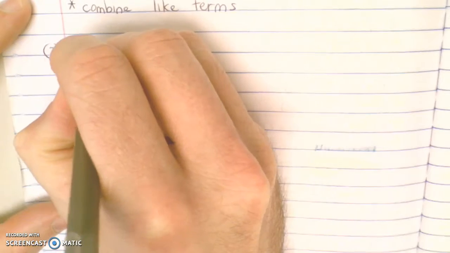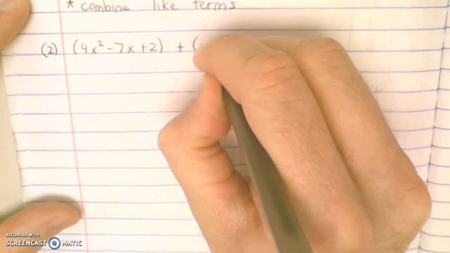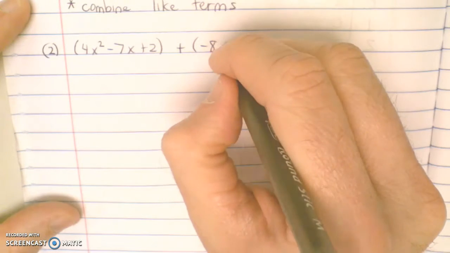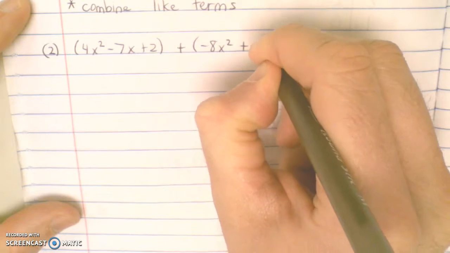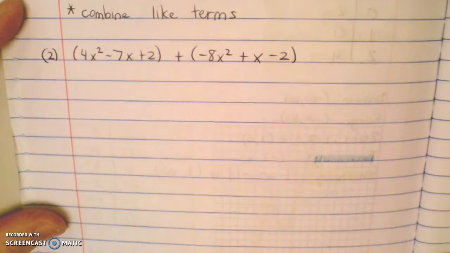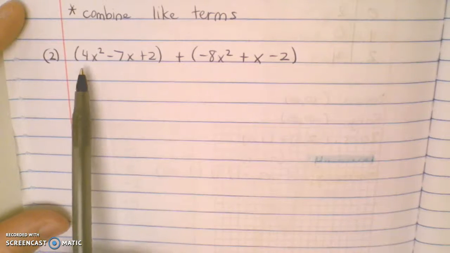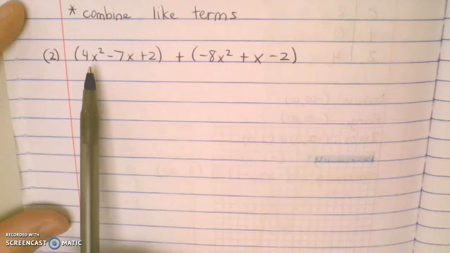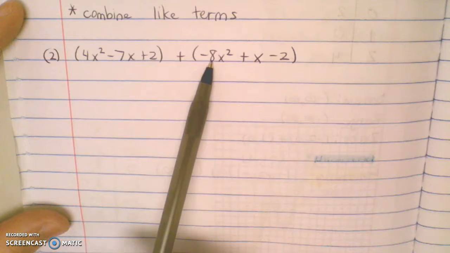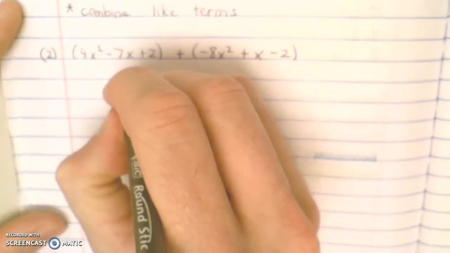Let's say I gave you 4x squared minus 7x plus 2 plus negative 8x squared plus x minus 2. So just like in the first problem, I'm just going to combine like terms, and I'm going to add the things that have the same exponent and variable. So I have 4x squared plus negative 8x squared. So 4 plus negative 8 is negative 4x squared.